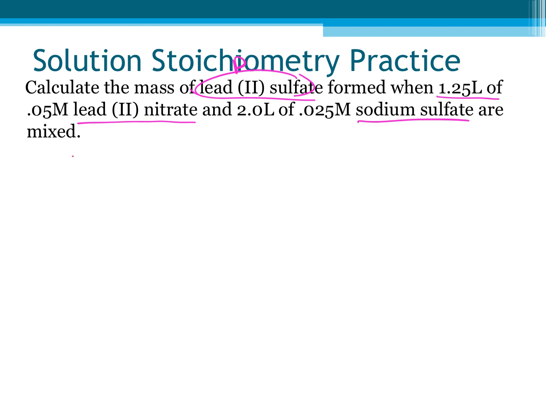So lead nitrate is Pb(NO3)2. Sodium sulfate is Na2SO4. It would form lead sulfate and sodium nitrate.